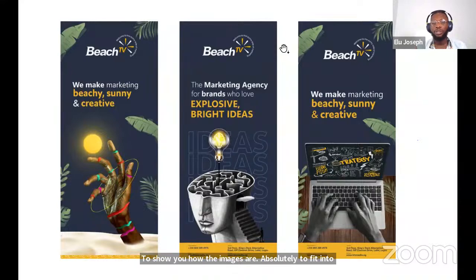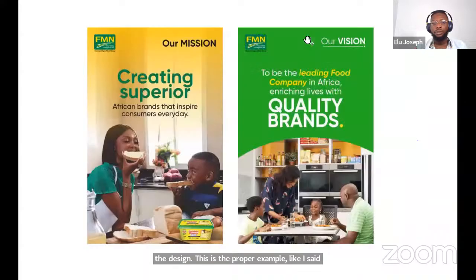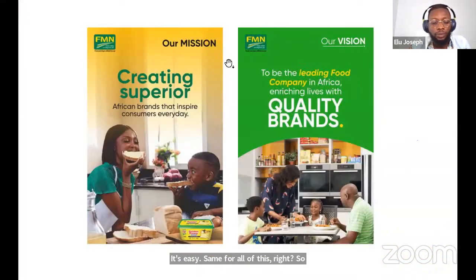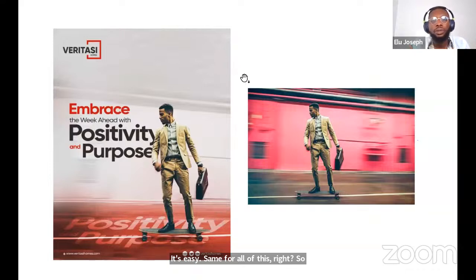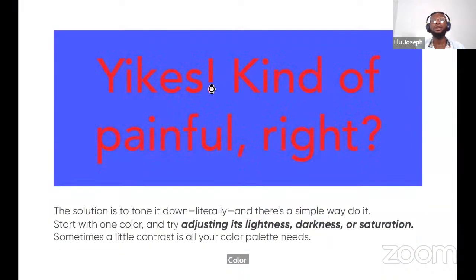This is the perfect example of repetition, like I said. This is an example of an edited image. Same for all of this, right? So now, let's go back to color, triadic, tetradic, complementary, analogous, and all of them.